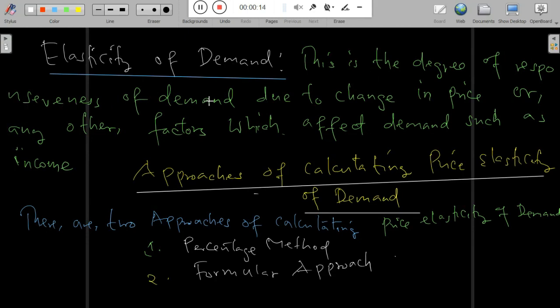Elasticity of demand. Let's look at how we can calculate elasticity of demand. Elasticity of demand is the degree of responsiveness of demand due to a change in price or any other factors which affect the demand, such as income. There are different approaches of calculating the price elasticity of demand. This includes the percentage method and what is known as the formula approach.